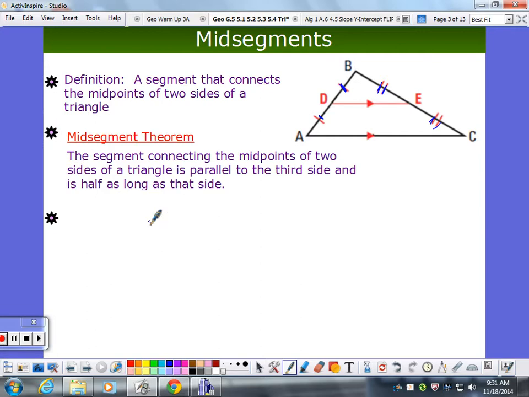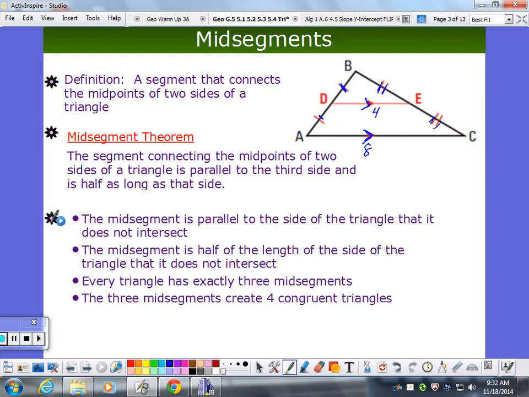Here's a theorem. The segment connecting the midpoints of two sides of a triangle is parallel to the other side, and it's half as long, which means, like, say if this one was 4, then this length would be 8. That's what I mean by it's half as long. The midsegment is half the size of that opposite, or parallel, side. So the midsegment is parallel to the side of the triangle that it does not intersect. It's half the length, or you could say this one's twice the length of that one.